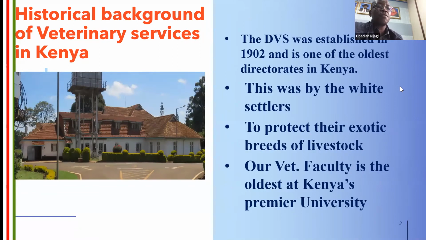So for those who know, our directorate, or the function of veterinary services in Kenya, is quite old. It actually dates before independence, having been established in 1902. That makes it one of the oldest directorates in the government of Kenya. It was initially introduced by the white settlers, the colonialists, for the purpose of protecting their exotic breeds from the myriad of livestock or animal diseases. In the same way, our veterinary faculty is perhaps the oldest at Kenya's premier university, the University of Nairobi. Next slide, please.